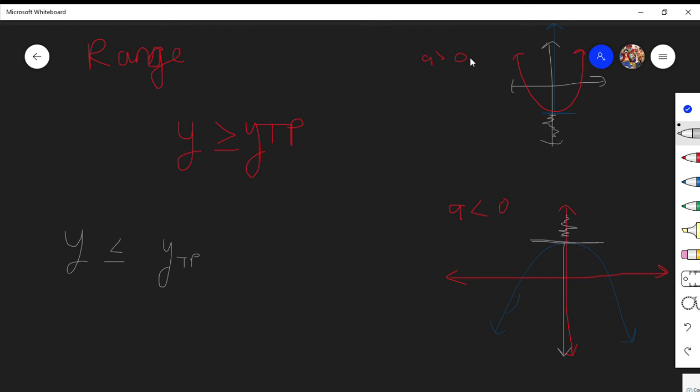So when a is positive, your range is always y greater than or equal to the y value of the turning point. When a is less than 0, your range is always all the values of y less than or equal to the y value of your turning point. Okay, so I think that's about it for quadratic or parabolic equations.